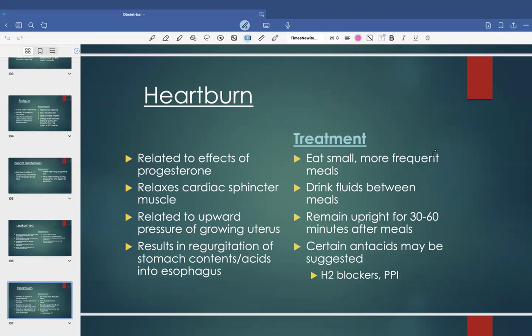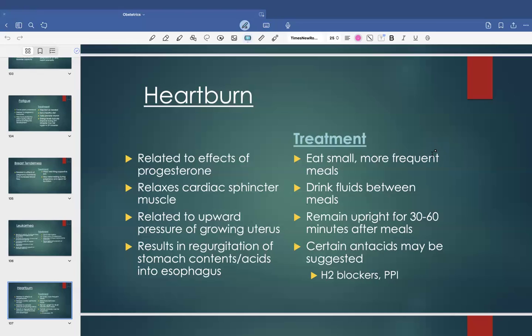Syncope. This is related to inferior vena cava syndrome or supine hypotensive syndrome. In pregnant women, the enlarged uterus can compress the inferior vena cava, particularly when the patient is lying supine. This can cause lightheadedness, dizziness, syncope, due to reduced blood return to the heart.